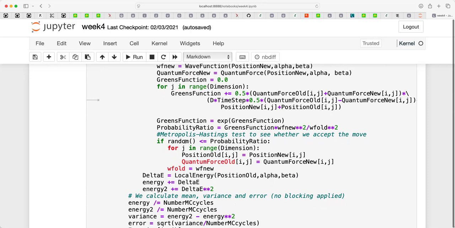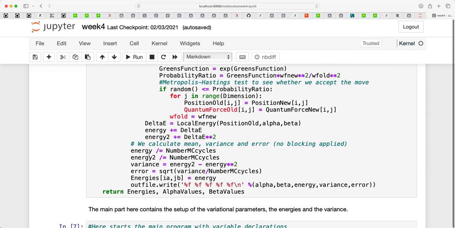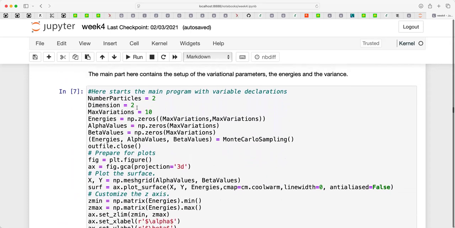And it's normally called Metropolis-Hastings because we have this transition probability for which we now have a model. So this function, the Green's function, is the same as this object T, which we discussed in the lectures previously. And then I update energies. I have the energy expectation value, the variance expectation value, and then simply write out here. And then the calculation is done for 10 variational parameters for alpha and beta. I have 2 particles in 2 dimensions.